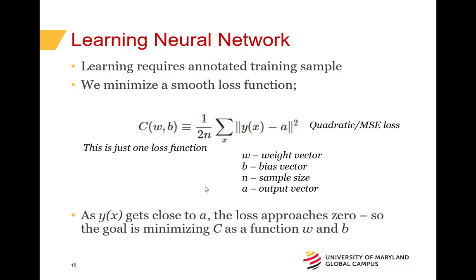Again, the purpose of the training is to get close to the desired outcome. That means we want the activation, the output, very close to the desired outcome, which means we want the difference between the two to be 0. So as y of x gets close to a, the loss approaches 0. So the goal is minimizing C as a function of the weights and the biases. Okay, so that is a framework of learning.